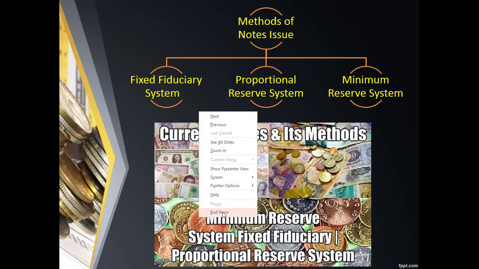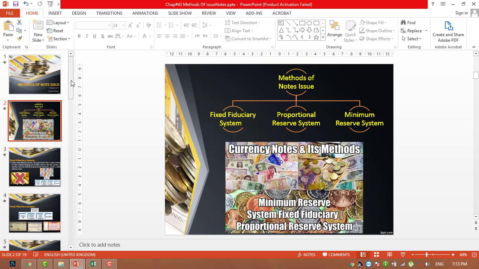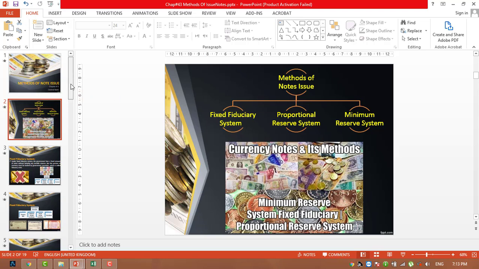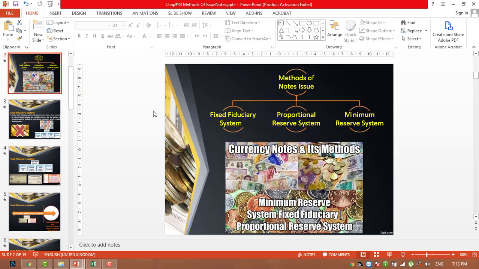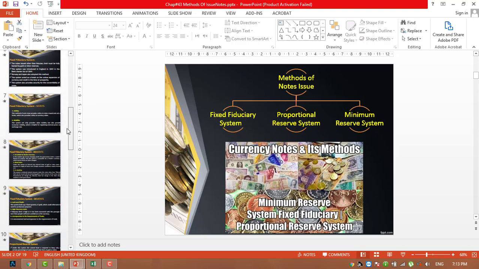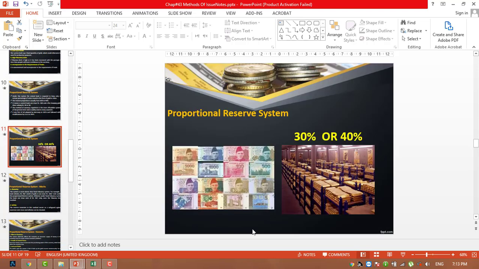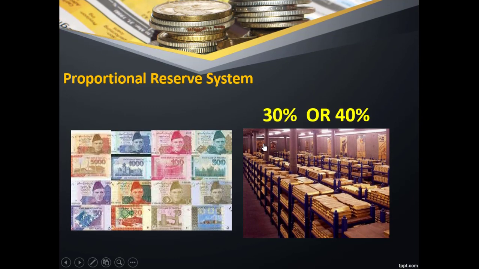As we know that there are three methods of note issue: two principles, banking and currency. Those were principles. Now these are the methods. So never mix up the principle with methods. So how many methods are there? Three methods. Today we are going to discuss the proportional reserve system.